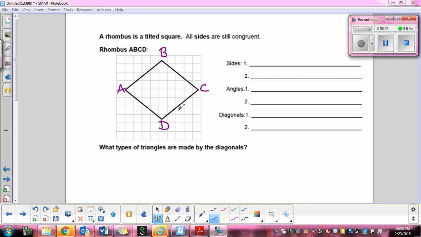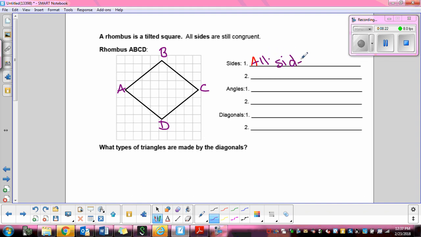So this is my rhombus. I named it ABCD because that's what it told me, and I'm just going to fill in the information I know about it. I know that in a rhombus, all my sides are equal. We have four sides again. If all four sides are congruent, my opposite sides are going to be congruent. They're going to ask you that. My opposite sides are also parallel.